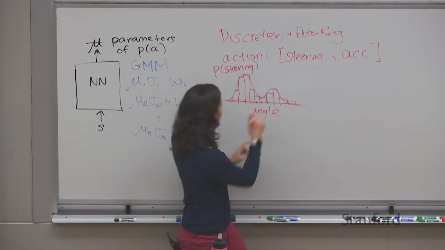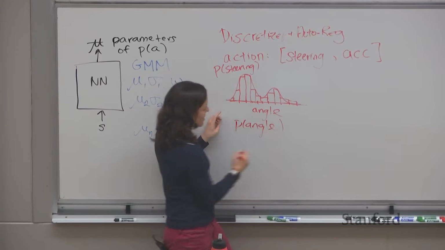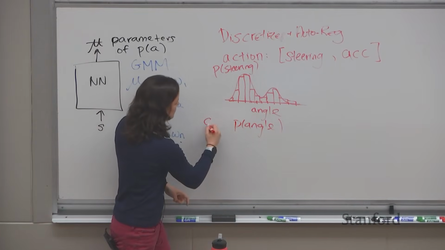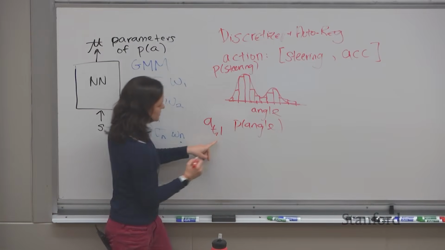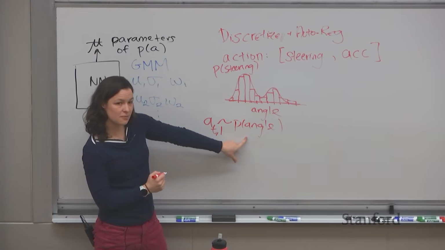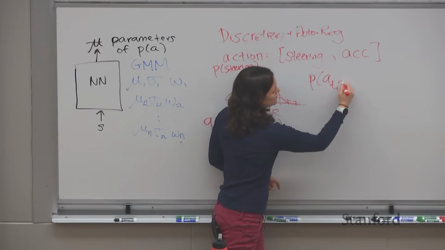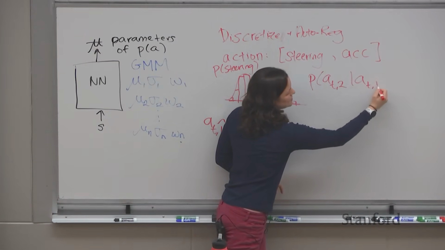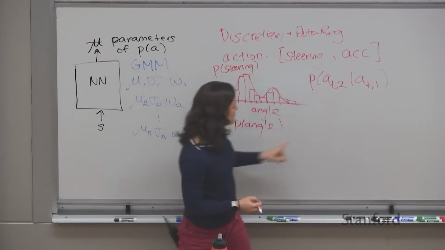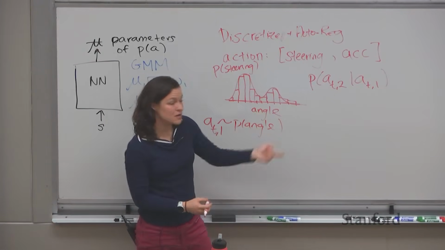So what we will do is predict P(angle), and then we will sample a steering angle from this. We'll refer to this for now as a_t^1 because it's the first dimension of the action. We'll sample it from this distribution here. And then we want to get a distribution over the second dimension conditioned on the first dimension. To do this, we'll pass our sampled action back into our model and have our model output another distribution.